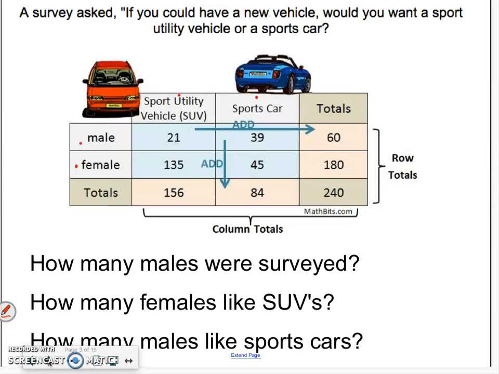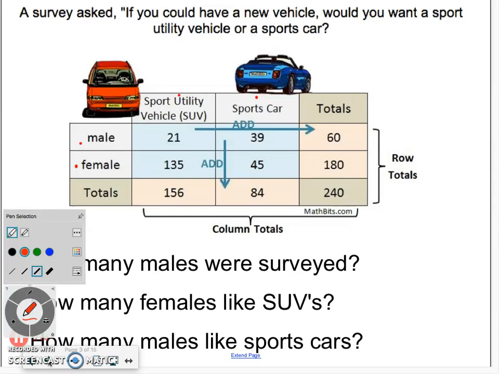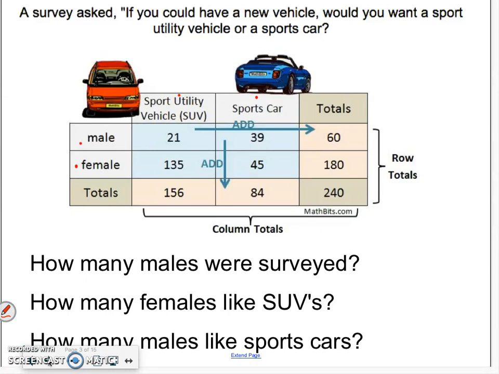So the first question is, how many males were surveyed? We want to figure out how many males were surveyed. All we have to do is just look at our male row. But we are asking for the total of males surveyed. So simply, the first one's going to be 60.